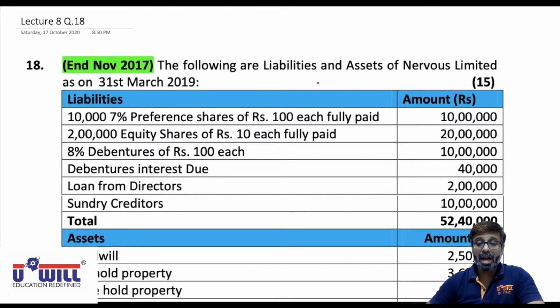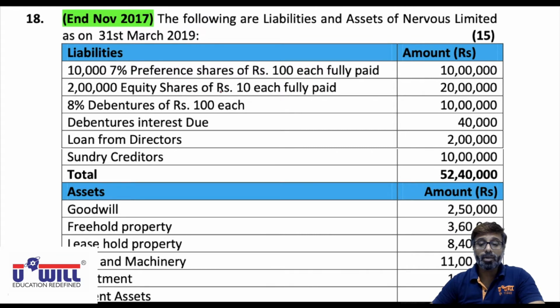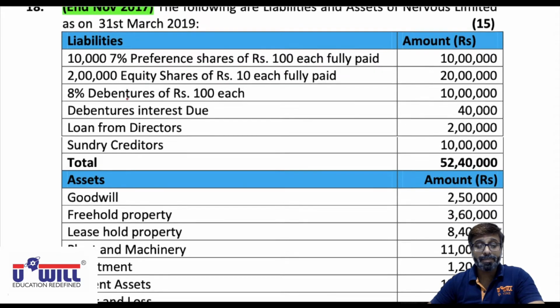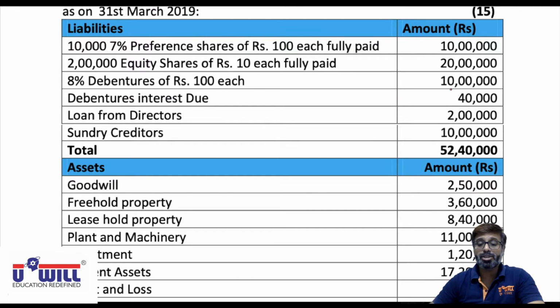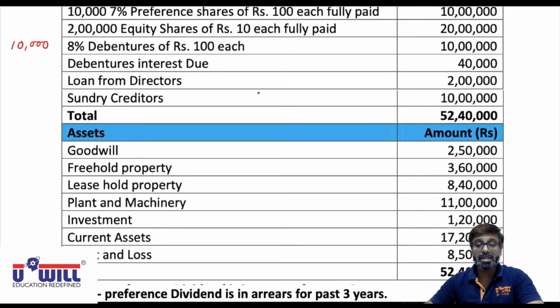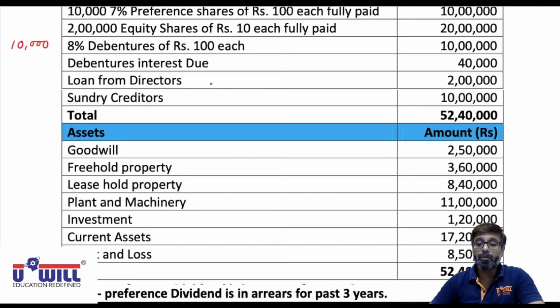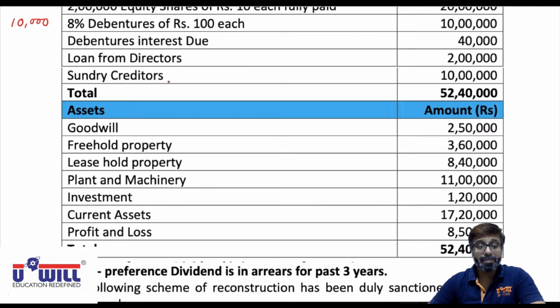The following are liabilities and assets of Nervous Limited as on 31st March 2019. 10,000 7% preference shares of 100 each fully paid up, 10 lakhs. 2 lakh equity shares of 10 each fully paid up, 20 lakhs. 8% debentures of 100 each, 10 lakhs. So 10 lakhs divided by 100, you can say 10,000 debentures are there. Then debentures interest due is 40,000. Loan from directors is 22 lakhs. Sundry creditors 10 lakhs. In total, 52 lakh 40,000.